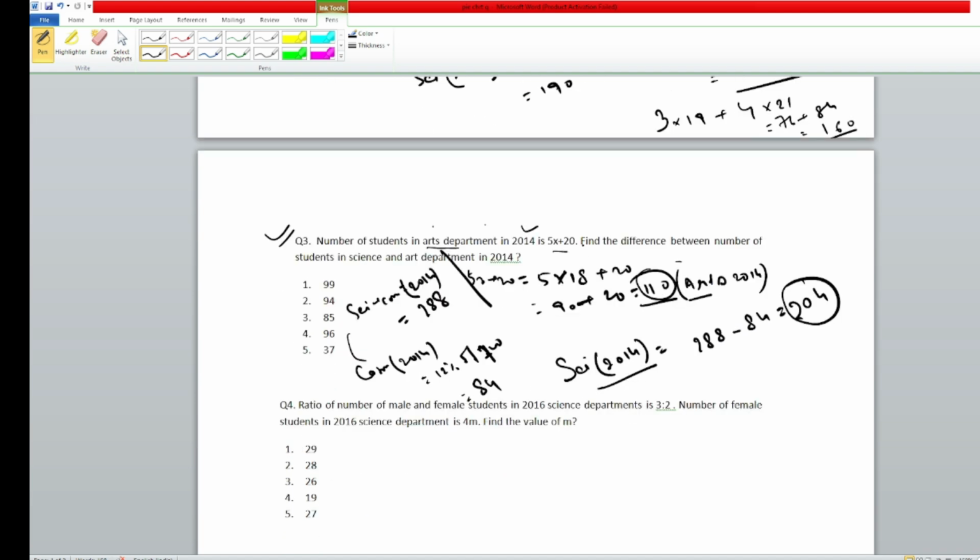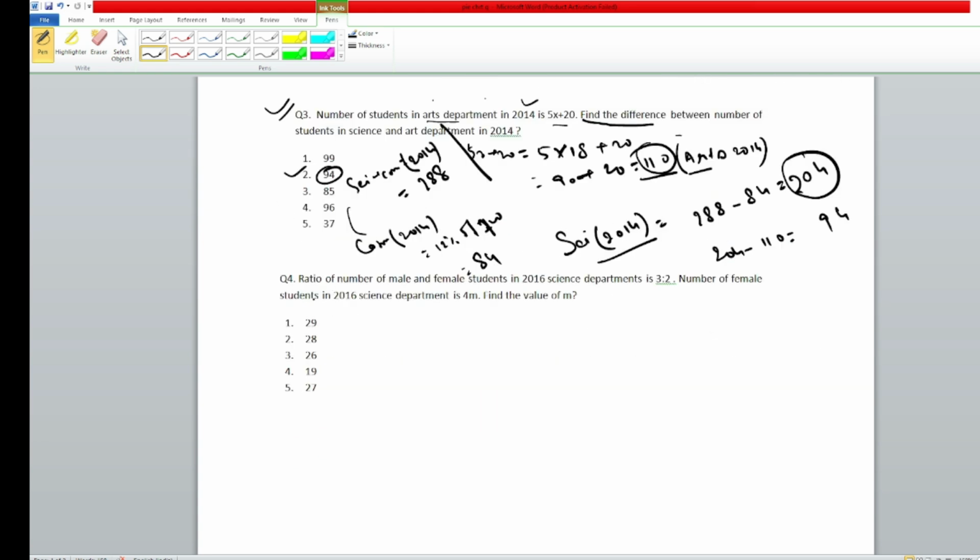The question is asking about the difference between them. So the difference is 204 minus 110, that is 94. Option 2 is correct. Let's jump into the next question. Hope you understand the previous questions. If you have any doubt about this question, you can mail me or ask in the comment section. I will get back to you.